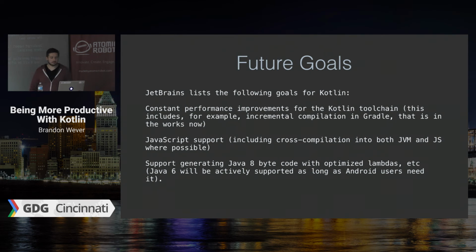Okay, so just some future goals for Kotlin as a language. JetBrains outline them on their website here. Just constant performance updates on the Kotlin toolchain, so incremental compilation in Gradle, and also JavaScript support is another big thing on their map. They want to actually nail that down. And then support generating Java 8 bytecode with the optimized lambdas. And they say this is a commitment from them: Java 6 is going to be supported as long as Android users need it. So that's good news for us.